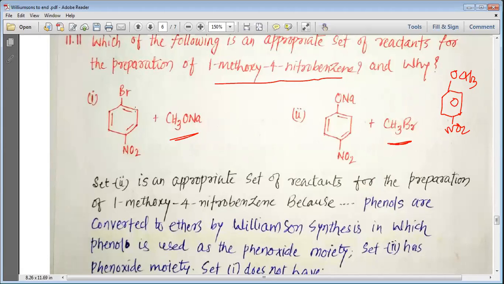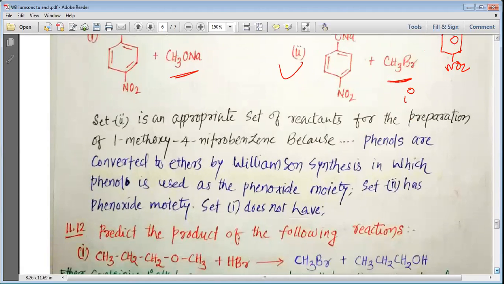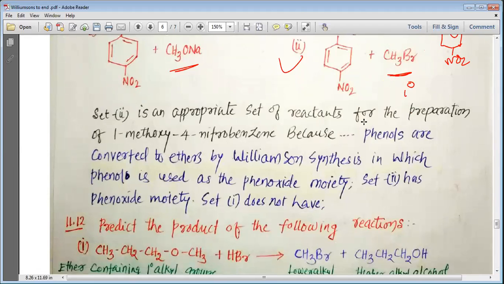We have just seen that the alkyl halide should be primary. So here the alkyl halide is primary, and as the alkyl halide is primary, this is going to be the correct set. So set 2 is an appropriate set of reactants for the preparation of 1-methoxy 4-nitrobenzene, because phenols are converted to ethers by Williamson synthesis in which phenol is used as a phenoxide moiety, and set 2 has the phenoxide moiety, my dear students.